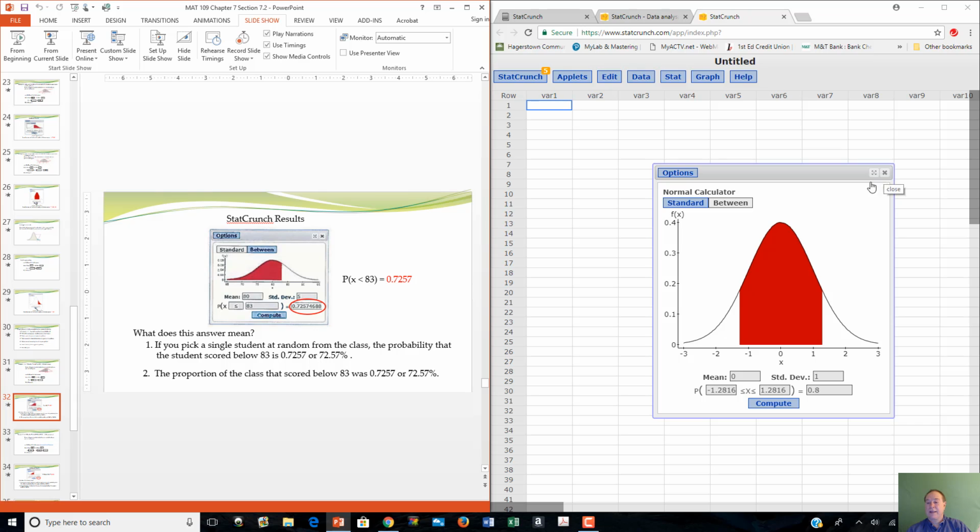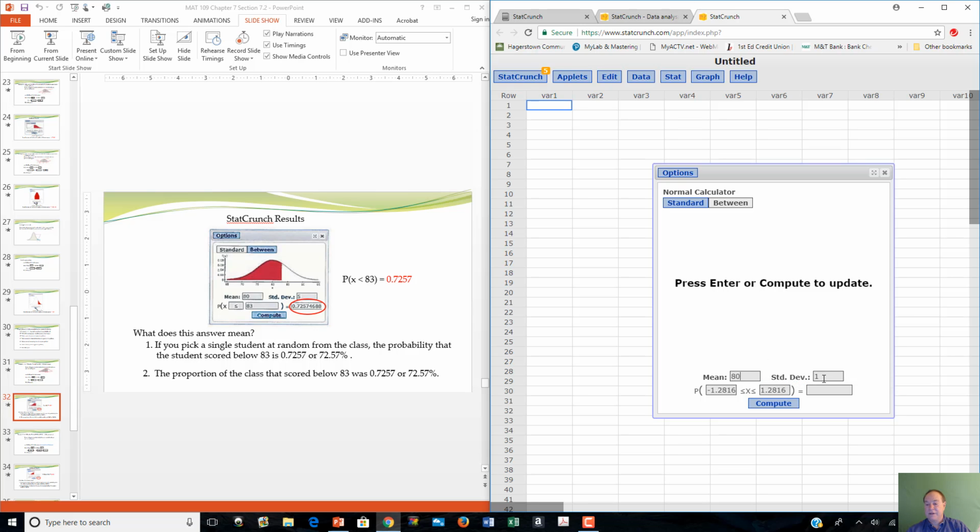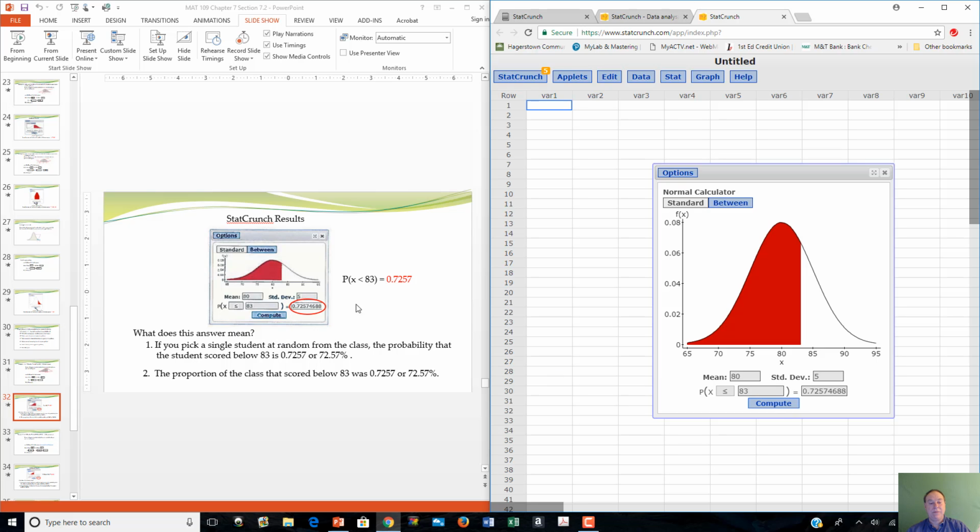So I think you know how to open it. I'm just going to change the mean here to 80. Whoops, I got to go to standard. Don't want between. So the mean is 80, standard deviation was 5, and I wanted less than or equal to 83. Okay, I click compute, and you notice I get the same thing that's over here on this screen.